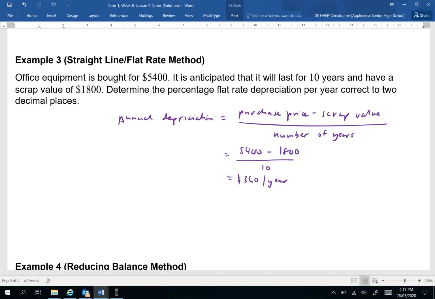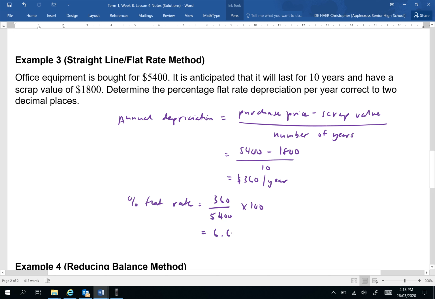Now, we also need to work out the percentage flat rate. So the percentage flat rate is going to be the annual depreciation divided by the original purchase cost times by 100, which is going to give us 6.67%. So what this is telling us is this office equipment is going to lose 6.67% of its value each year.